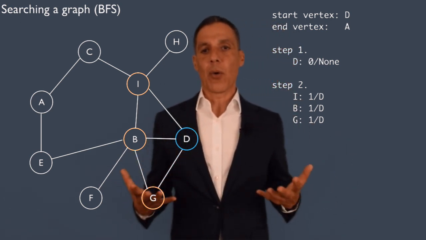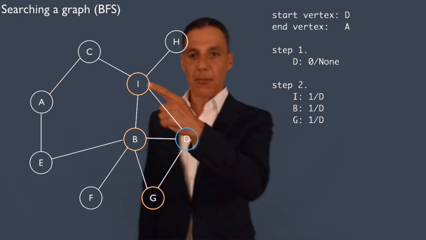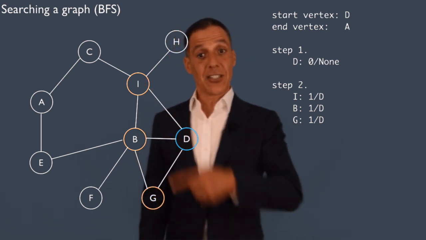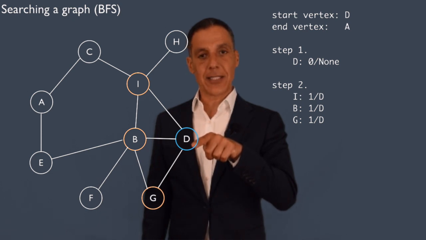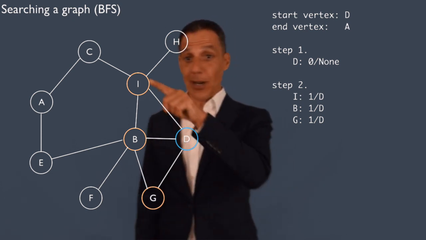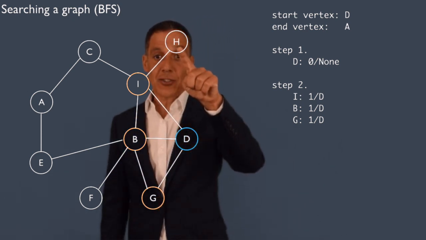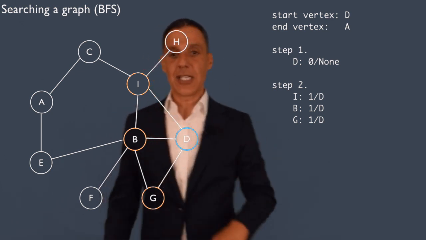What do I know at this point? I know that the shortest path must come through one of those vertices. These are the only vertices that connect directly to D. And however I'm going to get here, I've got to come through this. I can't come through H. There's no way of getting from H to D directly.